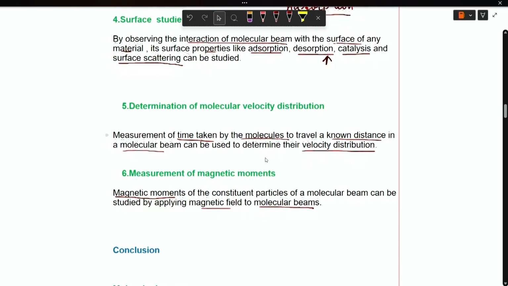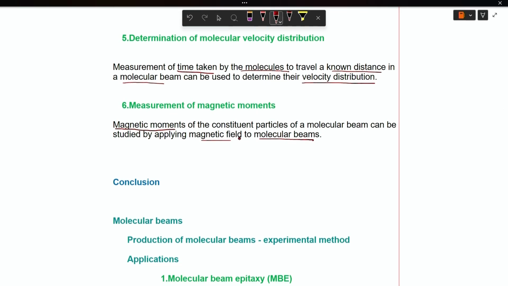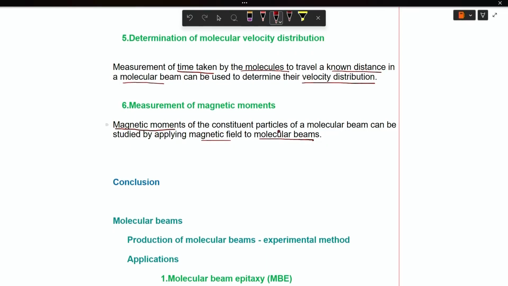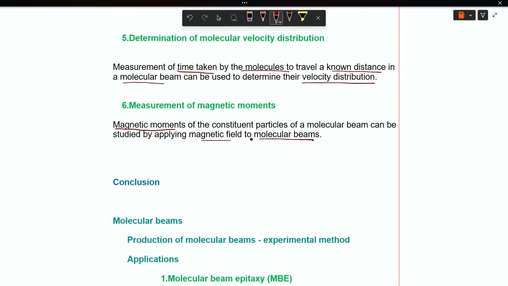And the last application is the measurement of magnetic moments. The magnetic moments give an idea about whether a substance is paramagnetic, diamagnetic or ferromagnetic. This can also be studied by taking a molecular beam of the required substance and studying its magnetic properties by applying a magnetic field to the molecular beam.